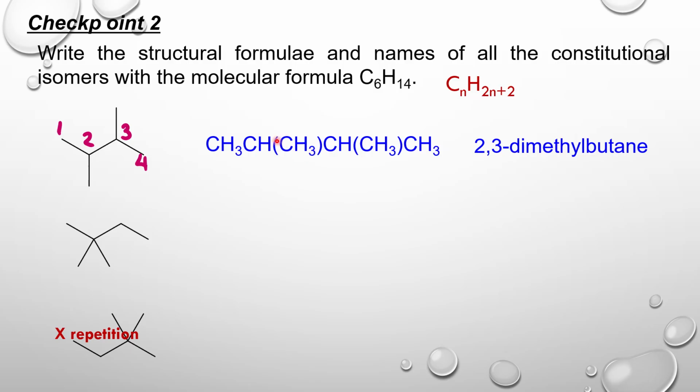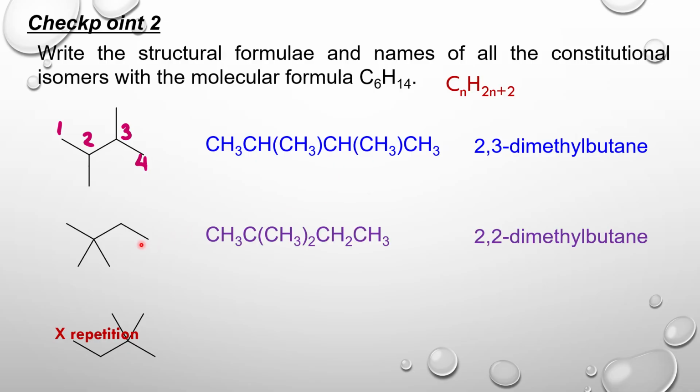For the condensed formula, you will notice that there are 2 CH3 in brackets. This indicates the 2 methyl side chains. The first methyl group here is bonded to this carbon, which is the second carbon. The second methyl group that appears is bonded to the third carbon over here. So this is my third carbon.